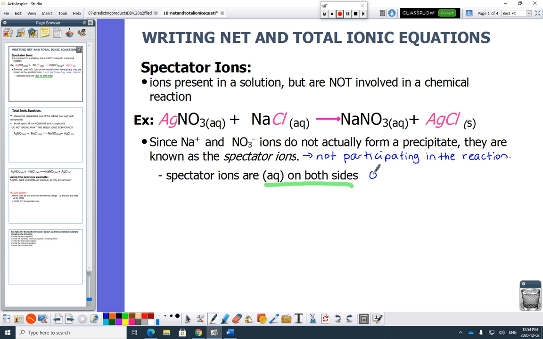If it doesn't make sense to just say both sides, I mean both sides of the arrow, like the reactant side and the product side, or the left side, right side, that's fine too.